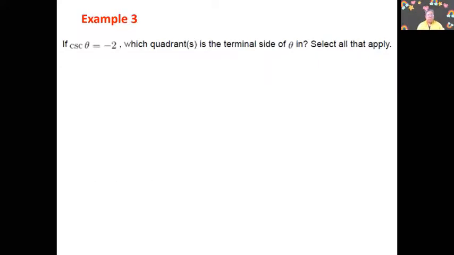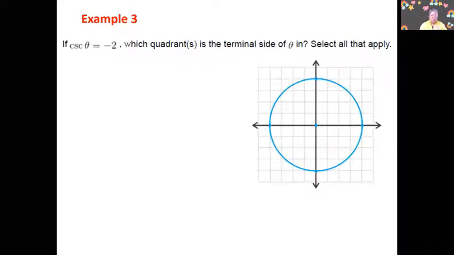Example number 3. Now, if cosecant of an angle is -2, which quadrant is the terminal side of the original angle theta in? Select all that apply. We just saw how the quadrant affects the sign of all trig functions, right? Let's go through what is actually happening sign-wise all the way through one circular motion over the 4 quadrants.